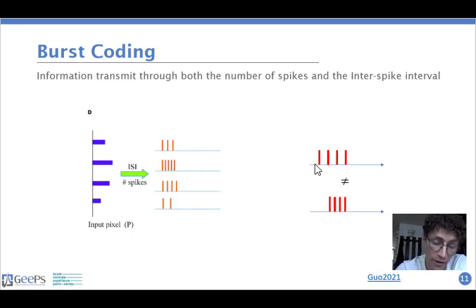This means that this is not a rate code. This is different from rate code because, for instance, here in this picture, both of the signals have 4 spikes, but they are likely to carry different information because the ISI is different. So the spike interval is different.